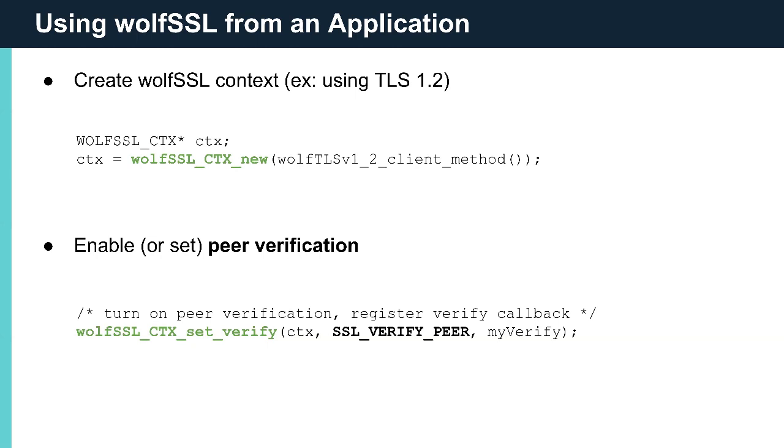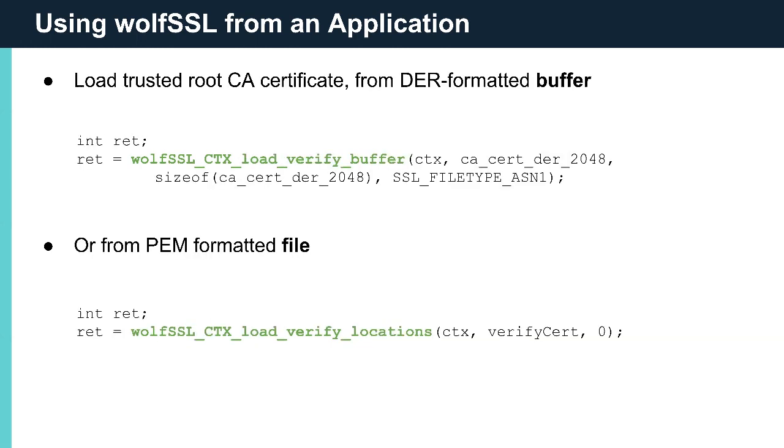Peer verification is turned on by default for servers on the client side, and it's turned off by default for clients on the server side. Next, you want to load in your trusted root certificates to authenticate your peer. The first function here loads those in from a DER formatted buffer, wolfSSL_CTX_load_verify_buffer.